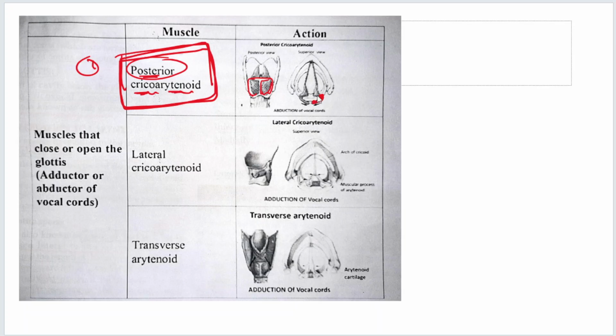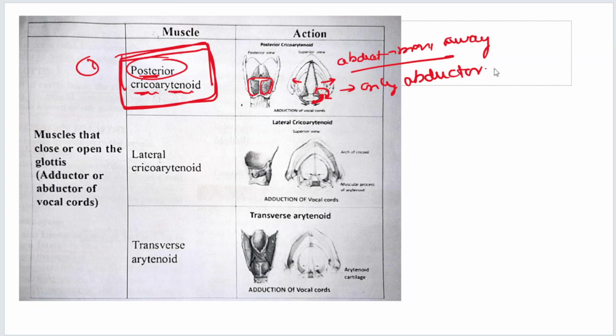And when this contracts, what happens? The arytenoid will move like this. Okay, it rotates laterally. The vocal process of the arytenoid moves laterally, causing the vocal cord to abduct, or move away. So the posterior cricoarytenoid, among all the muscles, is the only abductor that we have, the only abductor of the larynx, of the vocal cords.